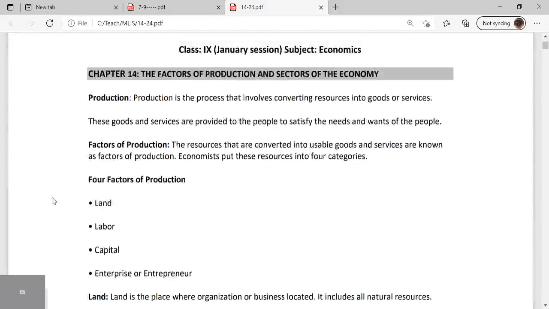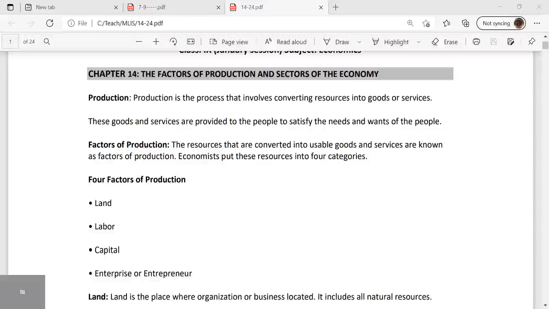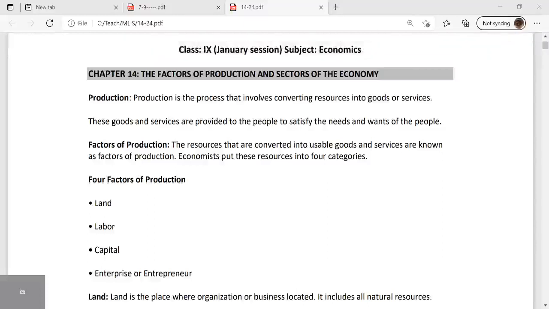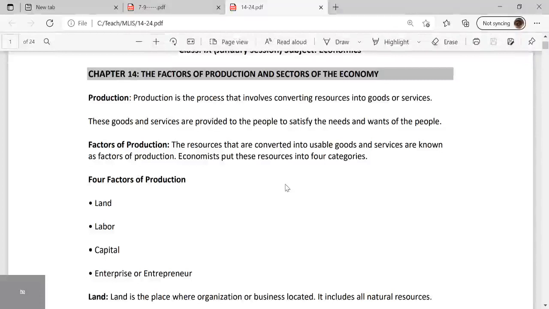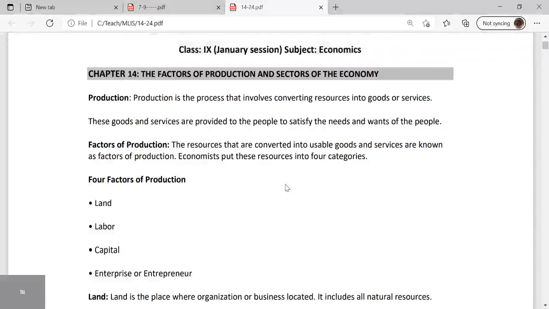Production is the process that involves converting resources into goods or services. If we are making something useful, that means we are producing. If we are creating something from our given resources, and we can trade them or sell them, then you can consider that it's production. So if we want to produce, then we need four things.